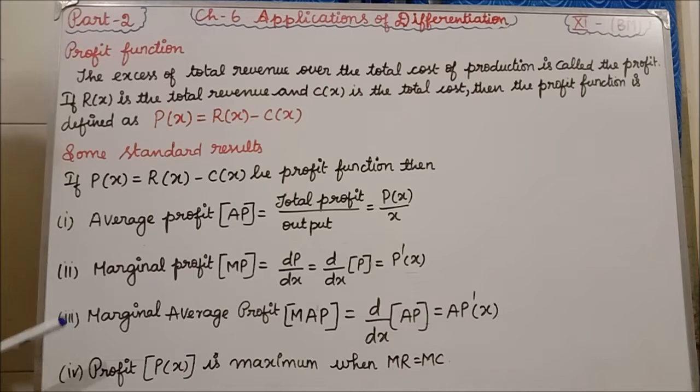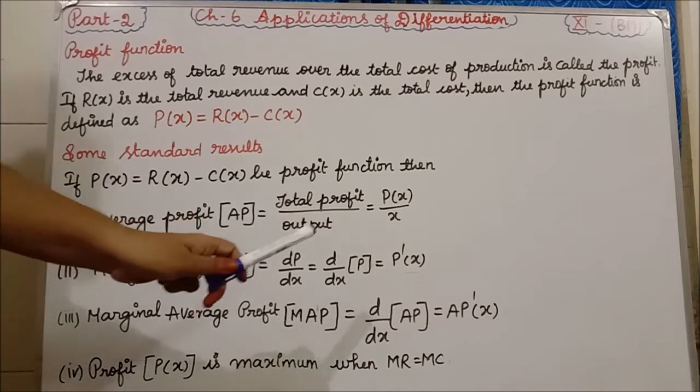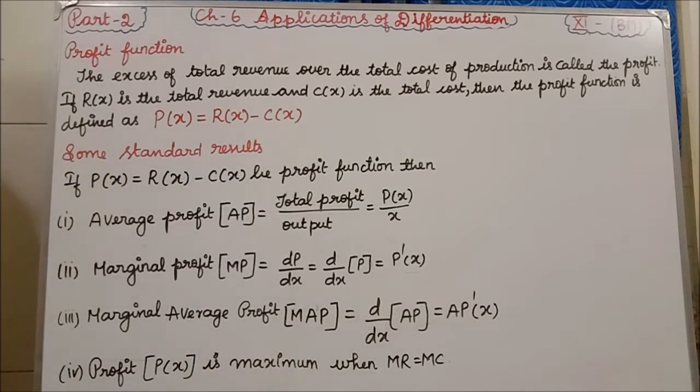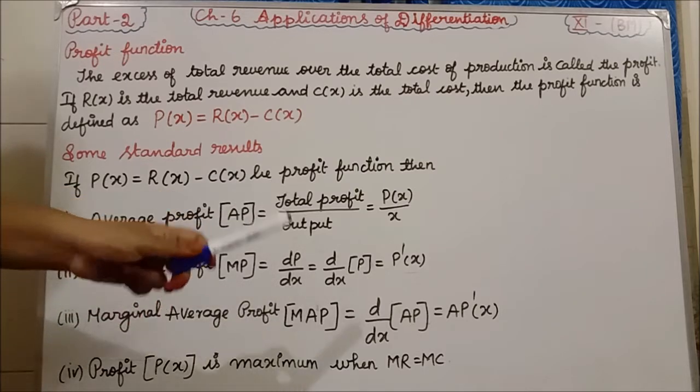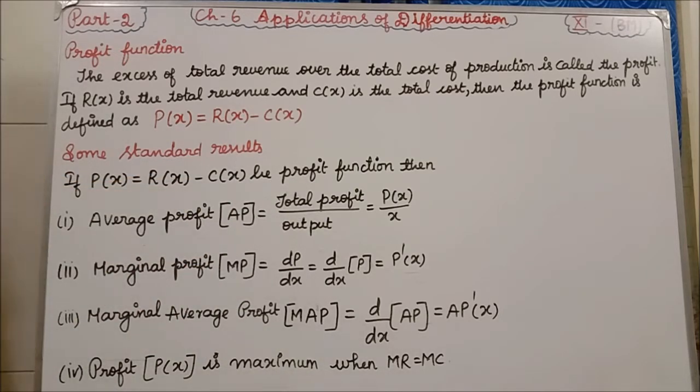The third result is marginal average profit. Marginal means you have to differentiate. What do you have to differentiate? The average profit. So, if we differentiate the average profit, we get AP dash of X. Now the fourth one: the profit P of X is maximum when marginal revenue will be equal to marginal cost. Students, is everyone clear about this profit function?